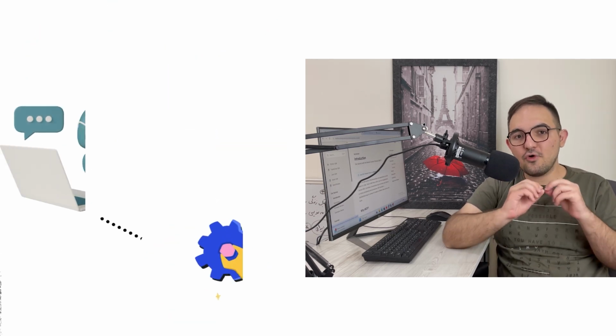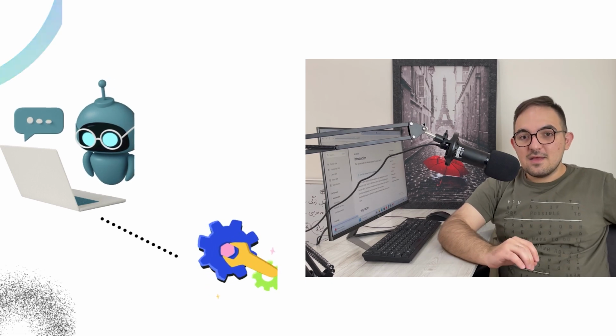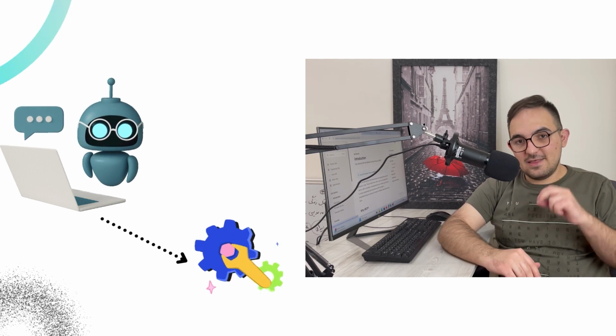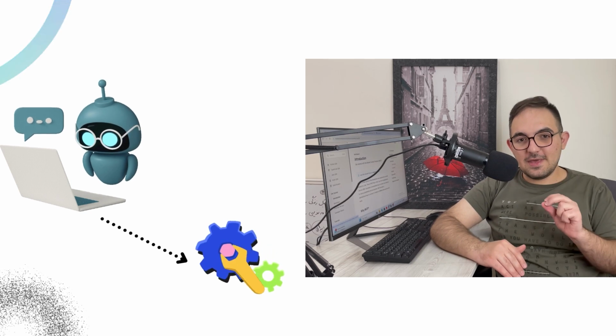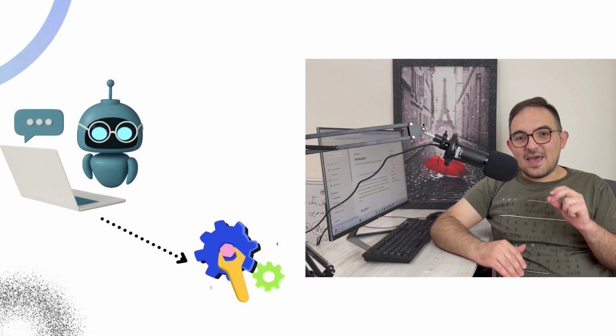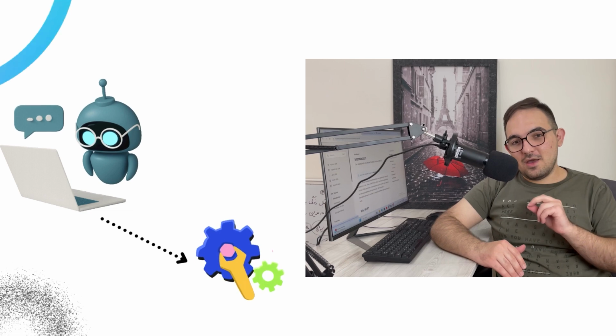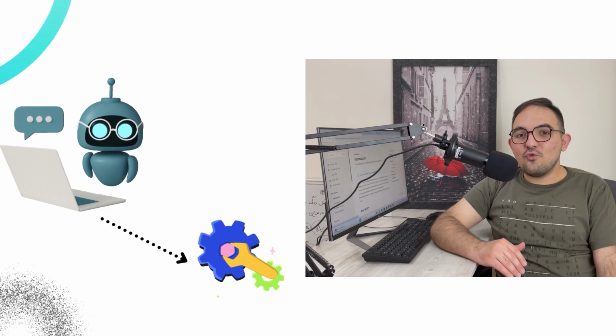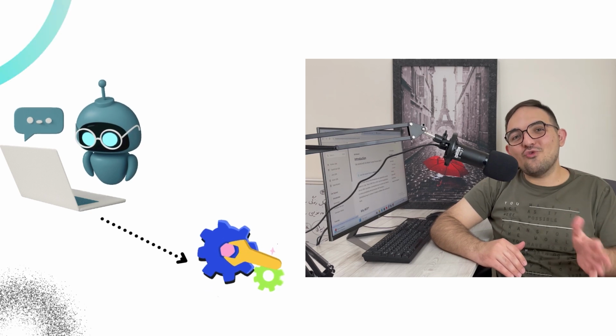Think of MCP like a universal connector for AI. It's a system that allows AI models like ChatGPT or Google Gemini to connect with tools, databases, and APIs easily. You can think of MCP as a USB-C port for AI, a simple way to link your AI agent to whatever tool it needs to work with.